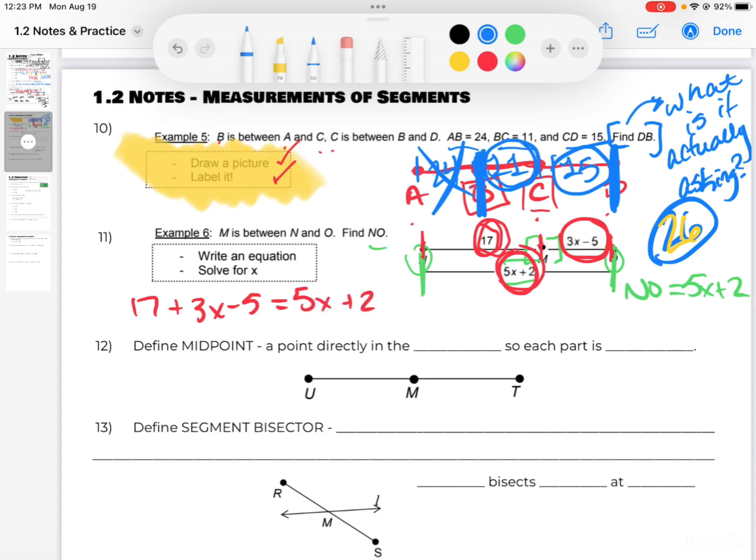And so what I want to do is really quickly on each side combine like terms. So the 17 and the negative 5 combine to 12. And then what I want to do is actually solve for x. So I'm going to move the 3x over. I'm going to subtract 3x from both sides.